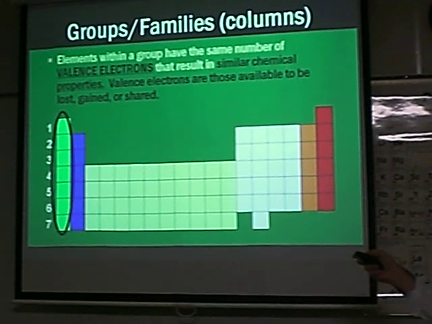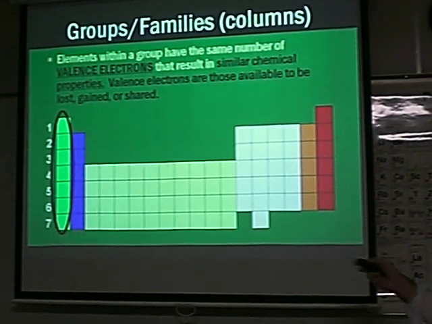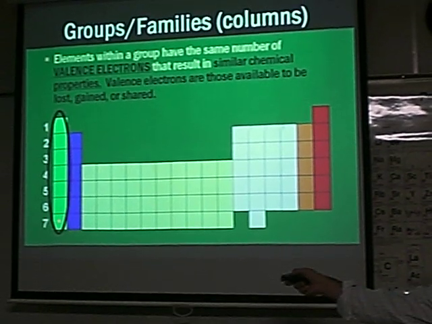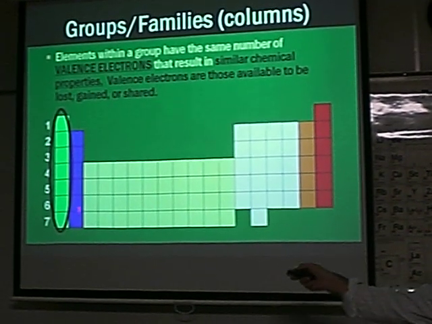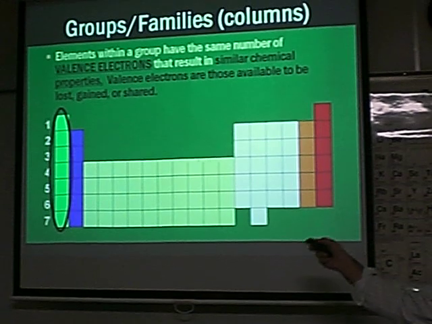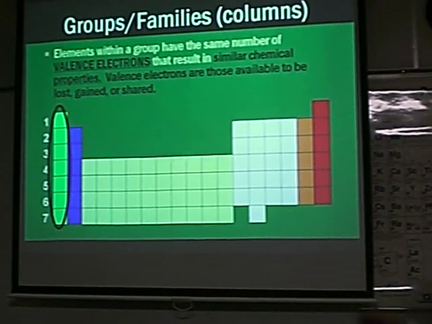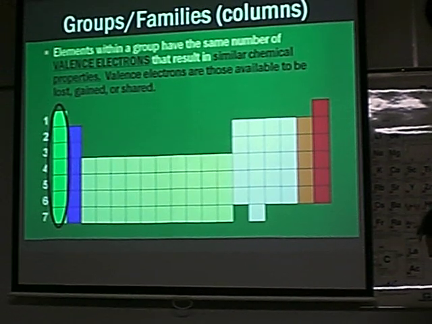So everything inside of a family or a group is going to have the same physical and chemical characteristics. Here we have the alkaline metals again. These are the alkaline metals. The alkaline earth metals are these right here, but it doesn't have to be in a named group. Anything in the same column or same group is going to have the same physical or chemical characteristics.